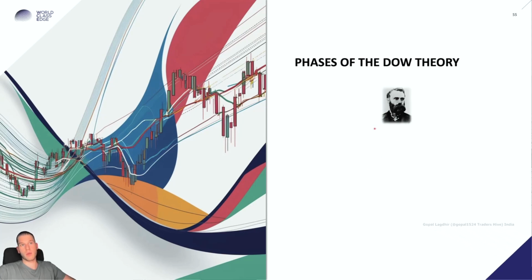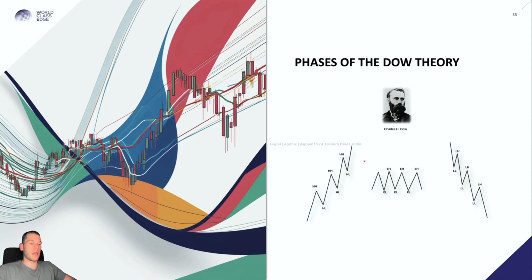The creator of this beautiful theory is Charles Dow, beautiful, beautiful man. And he thinks that markets in general tend to move in trends, and those trends are confirmed by volume. And the trends persist until there is a clear sign of reversal. So you have uptrends, you have consolidations, and you have downtrends.